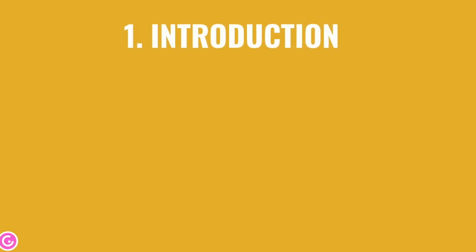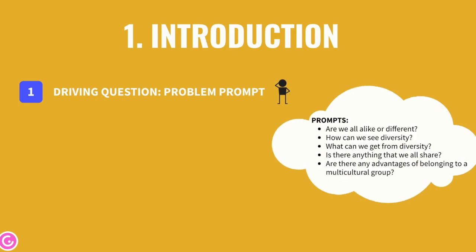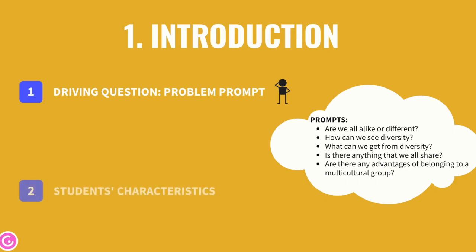The first step when designing a PBL lesson is the introduction. You should start with a prompt problem or desire that your students need to solve or satisfy, which will then be the driving question. It is also crucial to have a description of the group of students that will be working with the lesson. You can add whatever you think is important. For instance, the students' experience when learning in English, stakeholders' involvement, or students' characteristics.